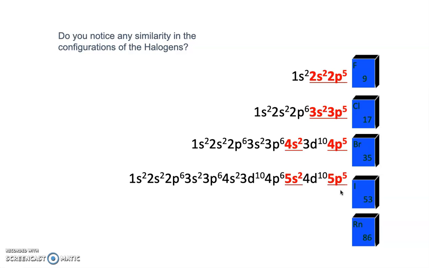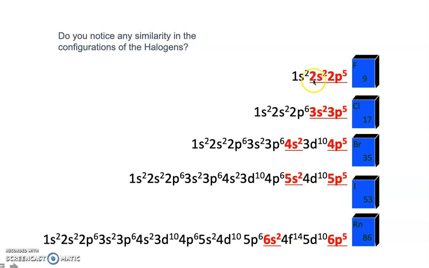have the same outermost electron configuration, s2p5. Now, if we add the 2 and the 5 up, we get 7. That's why it's group 7A. 2 plus 5 is 7. So here we go. We have bromine, s2p5. Iodine, s2p5. Astatine, s2p5. So group 7A.